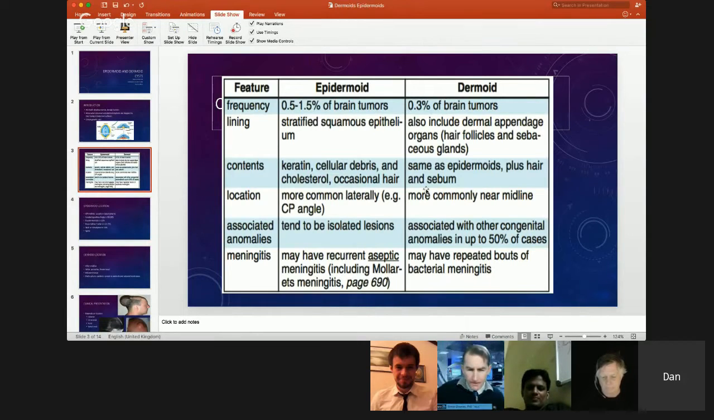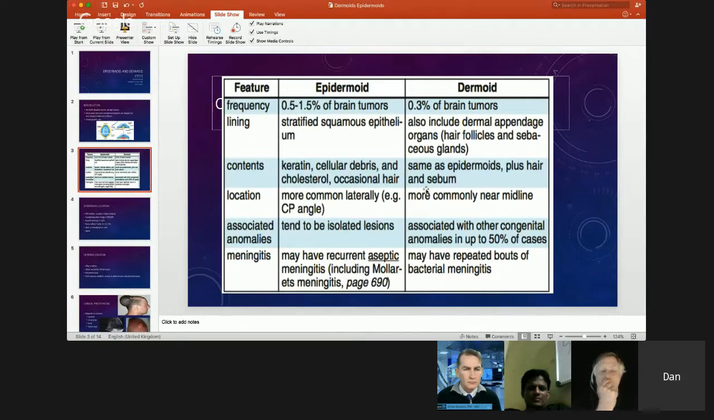In terms of associations, epidermoids also tend to be more isolated lesions, as opposed to dermoids that are usually associated with other congenital anomalies, as we'll come to see. And in terms of meningitis, the types usually associated with these two are a little different. The epidermoids usually give you a recurrent aseptic meningitis, also called Mollaret's meningitis. While the dermoids, because they're associated with the surface, cause repeated bouts of bacterial meningitis because of the ability of bacteria to access the central nervous system.